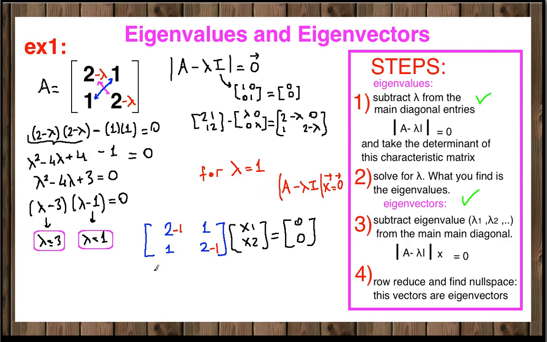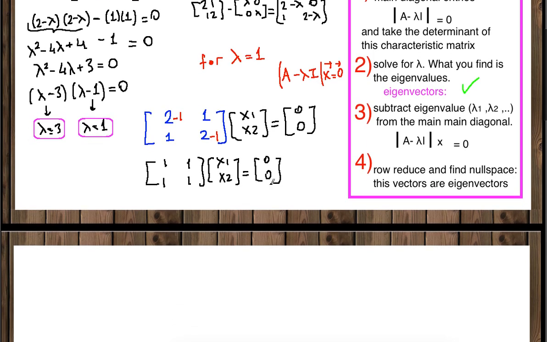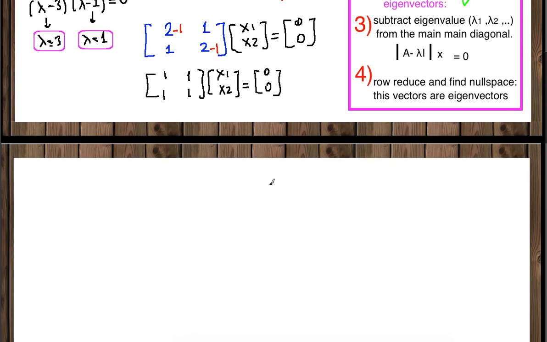And here, let's simplify. 2 minus 1 is 1, 1, 1, 2 minus 1 is 1. And this is x1, x2 equals to 0, 0. Now we're going to do row reduction, number 4, and then we're going to find the null space. And whatever vector we find will be our eigenvector for lambda 1. Let's continue. Now we're going to reduce.